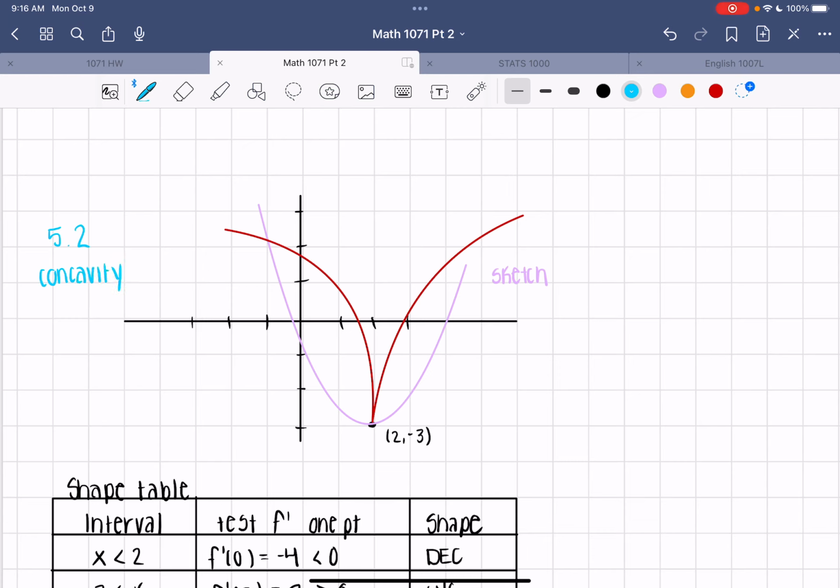The red we call concave down. If this were the cross-section of a bowl, the bowl would be upside down and it would spill water. So in 5.2, we're going to talk about concavity. And the concavity will decide the distinction between the correct purple and the incorrect red. But we haven't gotten there yet. That's going to be the new material.